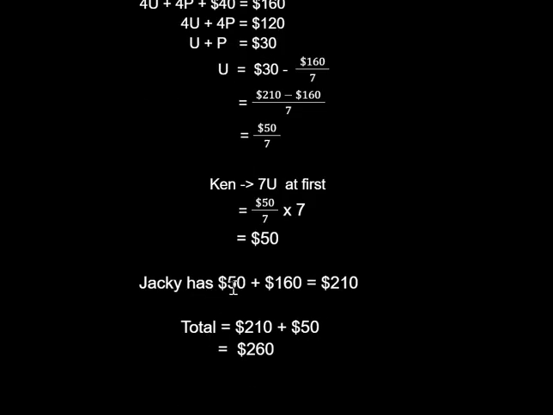Jacky has 50 plus 160, so it's $210 at first. So for part B, the total they have altogether is 210 plus 50, which is equal to $260.